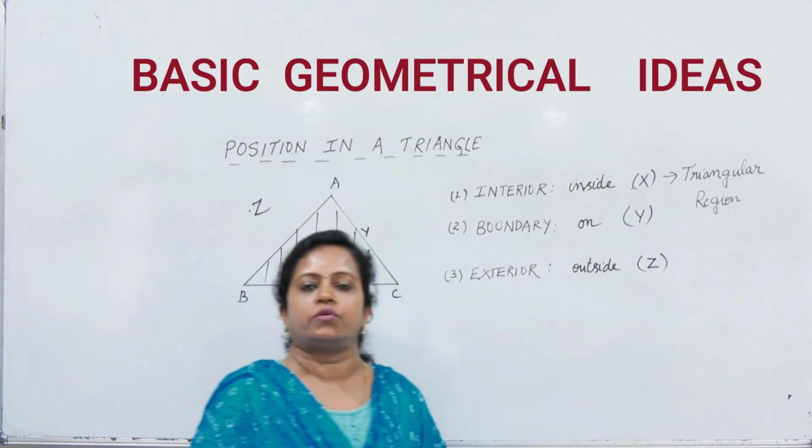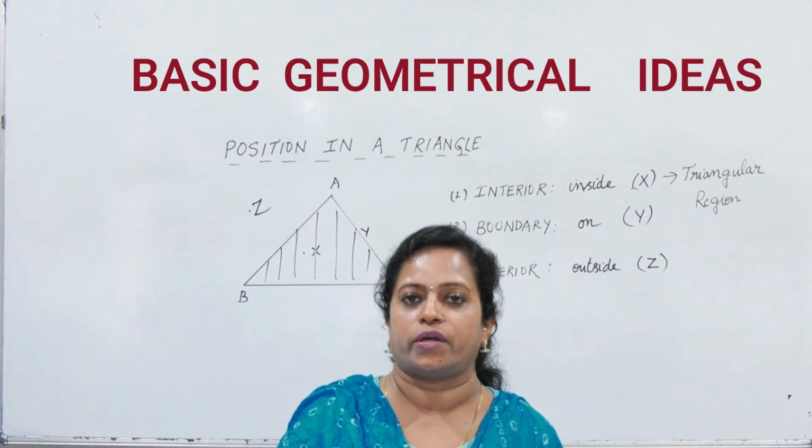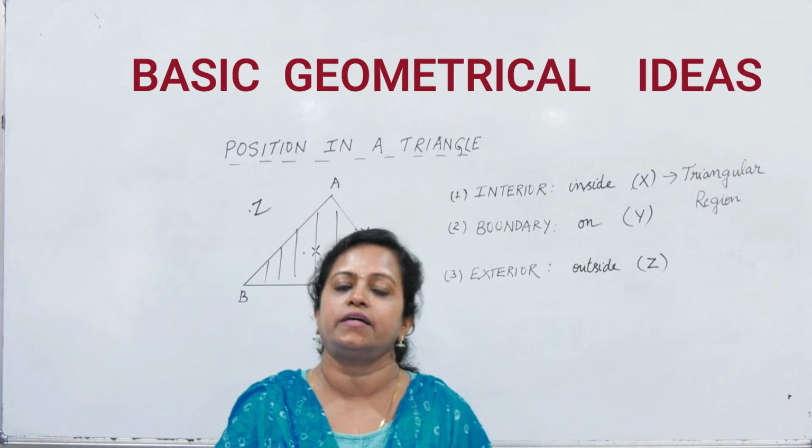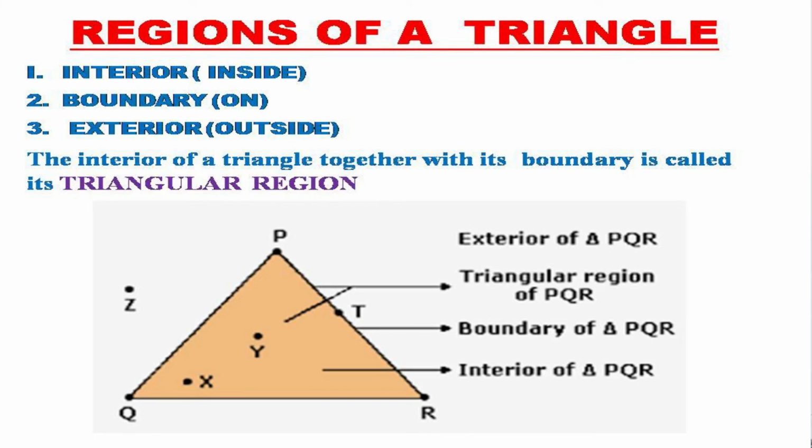So hope you understood the three regions of a triangle and how you can locate the 3 points which are either in the interior, exterior or on the triangle. Let us revise. Regions of a triangle: interior or inside, boundary or on, exterior or outside. The interior of a triangle together with its boundary is called its triangular region. And you can see the figure there.